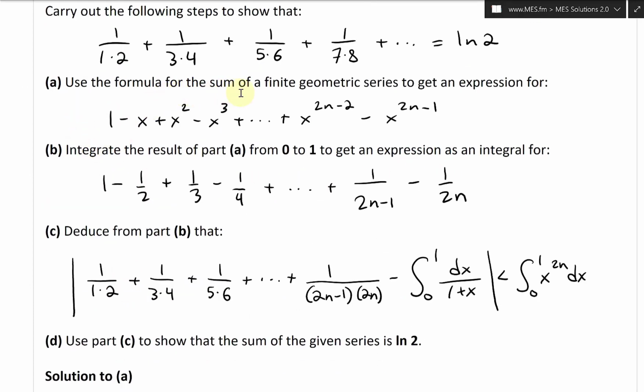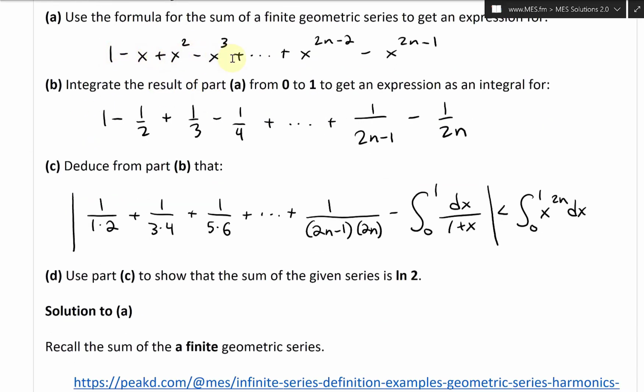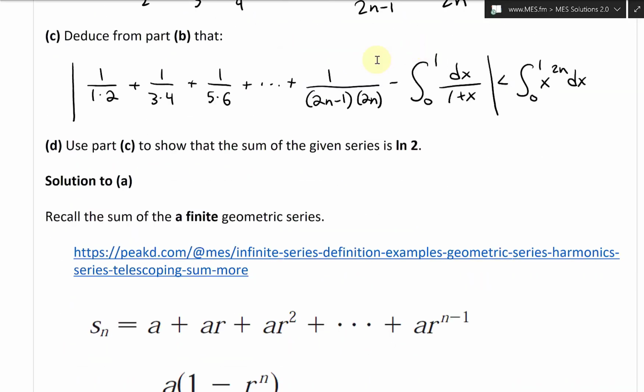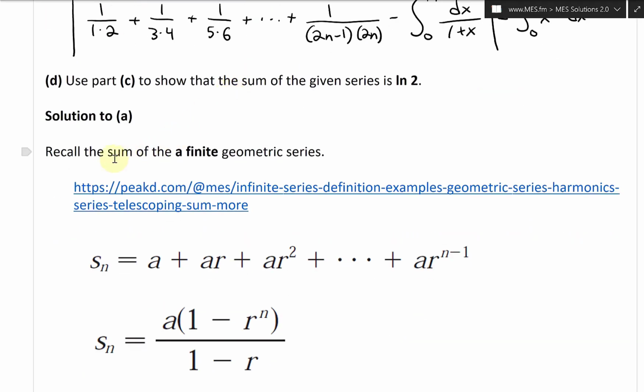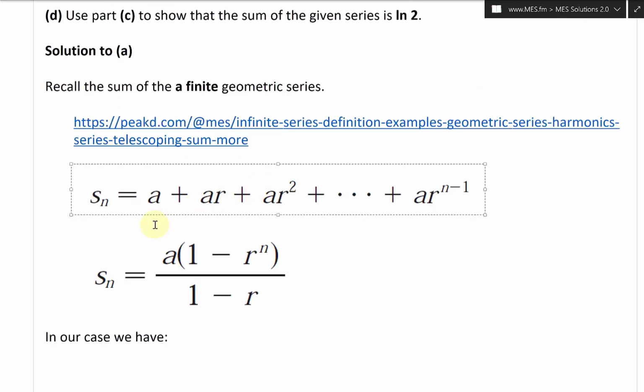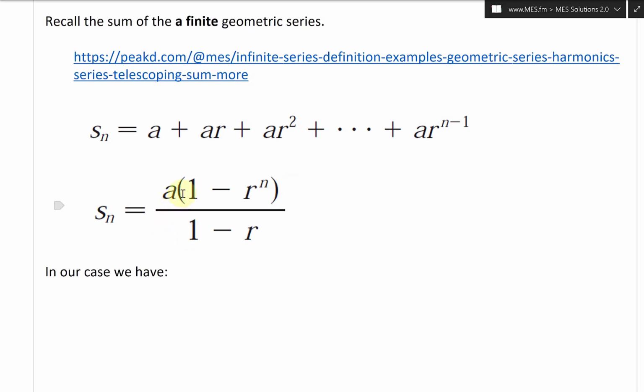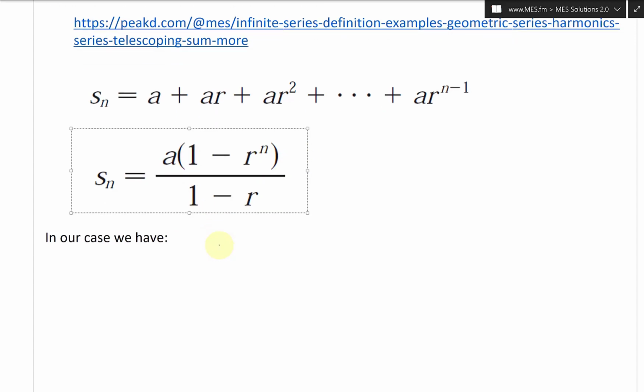Part A says use the formula for the sum of a finite geometric series to get an expression for this. So we have 1 minus x plus x squared minus x cubed plus ... plus x to the 2n minus 2 minus x to the 2n minus 1. Then it says use the finite geometric series. So recall the sum of a finite geometric series. If we have the nth partial sum, Sn equals a plus ar plus ar squared plus ... plus ar to the n minus 1, then Sn is equal to a times 1 minus r to the power n, all divided by 1 minus r.